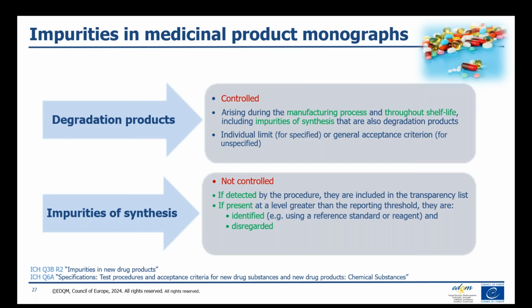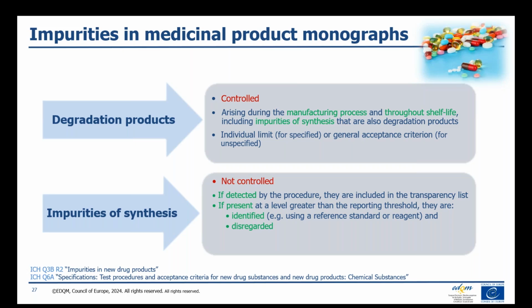The impurities of synthesis are not controlled. If we know that they can be detected by the LC procedure, we will include them in the transparency list. But if we know that they can be present at a level higher than the reporting threshold, they will be identified, and after that, they will be disregarded. It means that they will not be taken into account for the calculation of the total. I will give you an example.